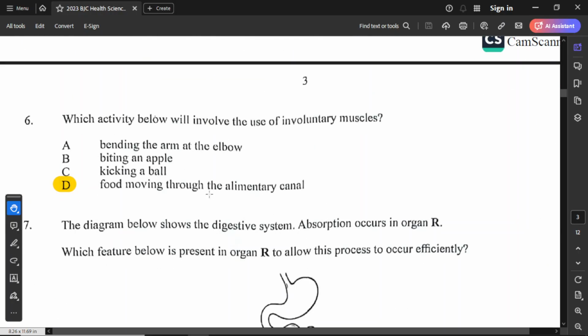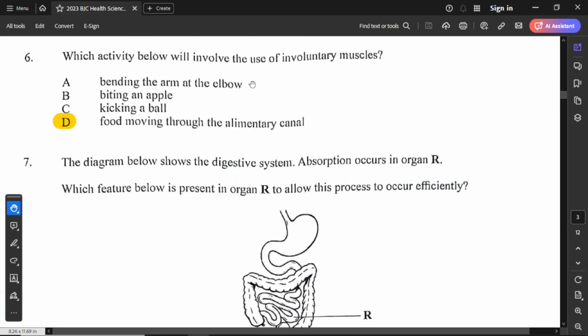Now, question number 6 is which activity below will involve the use of involuntary muscles? And involuntary muscles are simply muscles that you do not have control over. Those are actions that will automatically be done in the body. And so option D is correct, food moving through the alimentary canal.